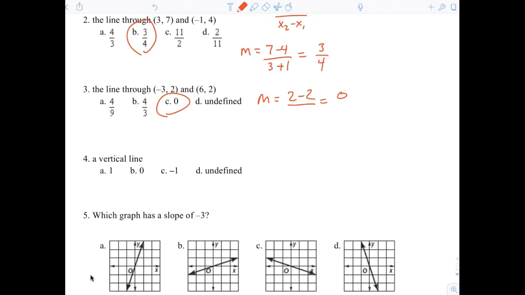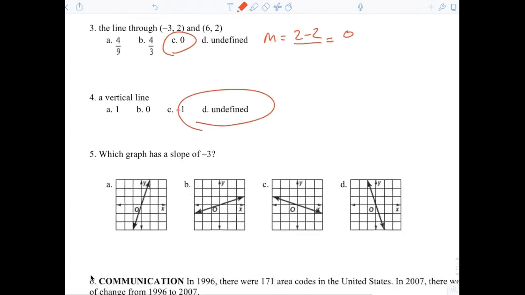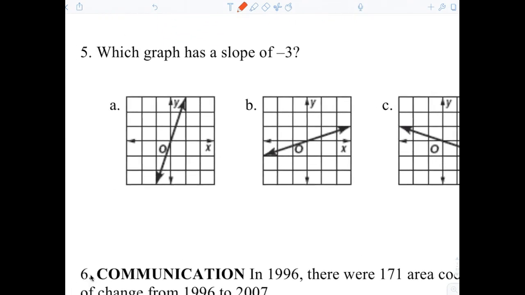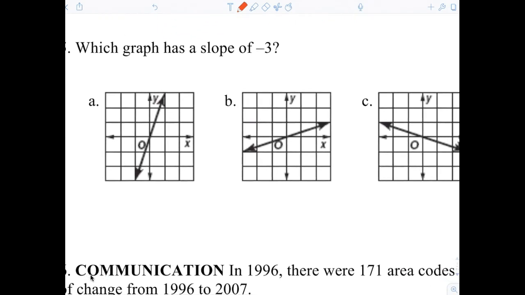Vertical lines. Can you ski down the vertical line? No, so that would be undefined. Now, look, here's how we're not going to calculate all the slopes here. We're going to be smart. Is A positive or negative? Positive. You're going up the mountain, correct? Because you read left to right, so it's not A.